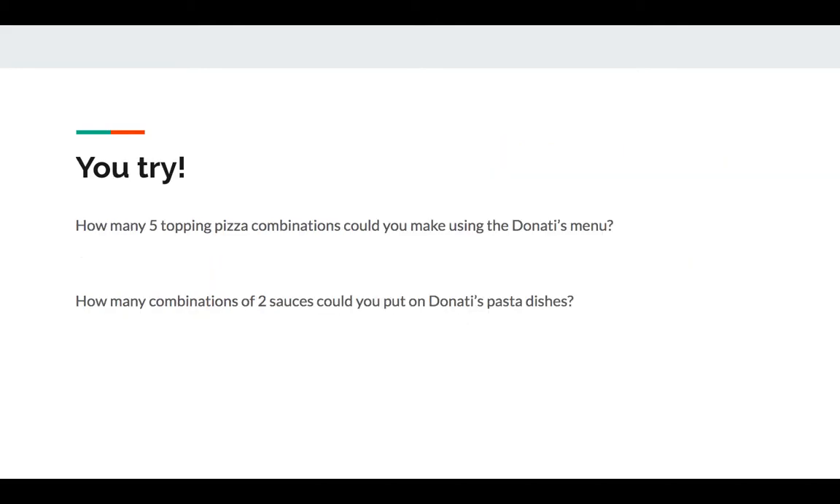All right, you try it. Go to your Donatos menu, and I want to know how many different 5-topping pizza combinations could we make? So just the toppings, okay, 5 toppings at a time. And go down to the pasta sauces, and how many different combinations of 2 sauces could you put if you wanted to mix sauces? I know it might be kind of gross, but let's just go with it. Go ahead and pause and try it.